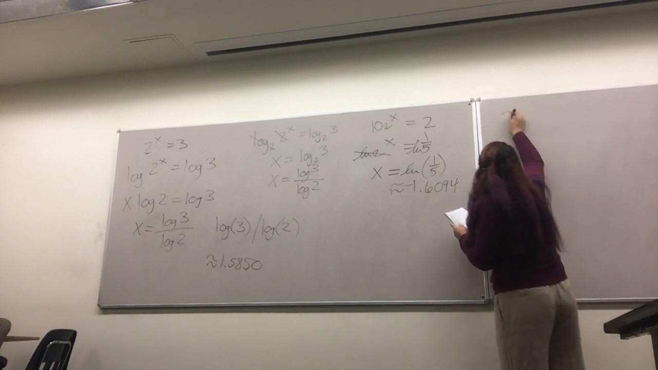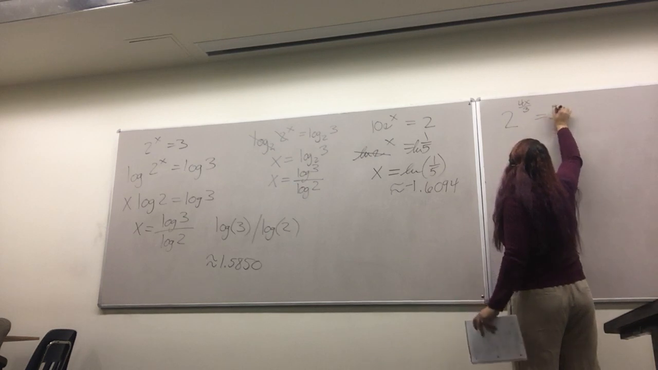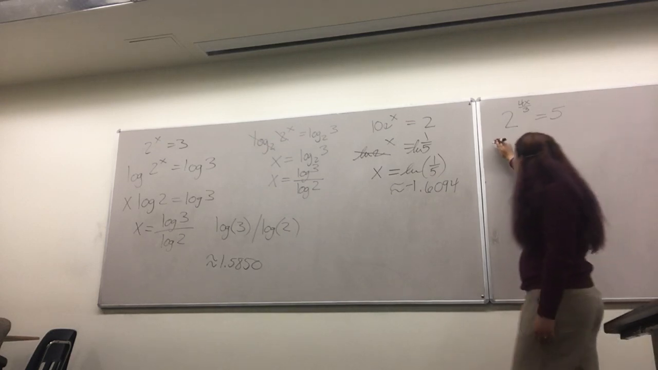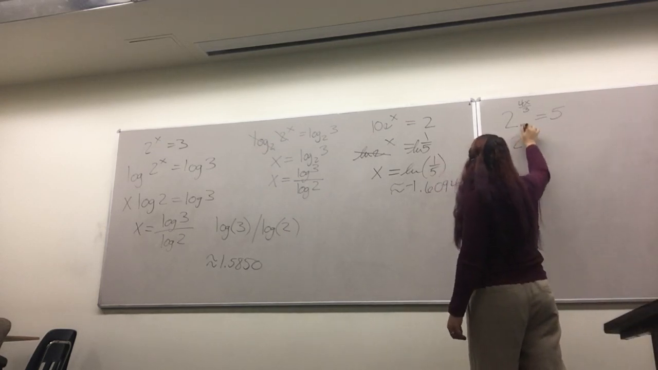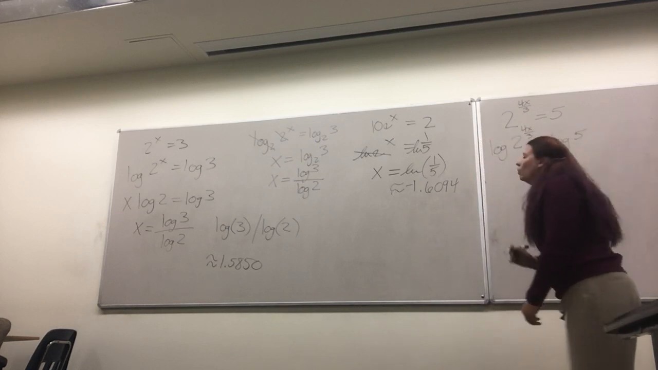What about if we have 2 to the 4x over 3 equals 5? What about this one? You could use log base 2 again, but let's go ahead and do the other one just so that we don't have to use the conversion at the end. So if we do log base 10 of both sides, what next?